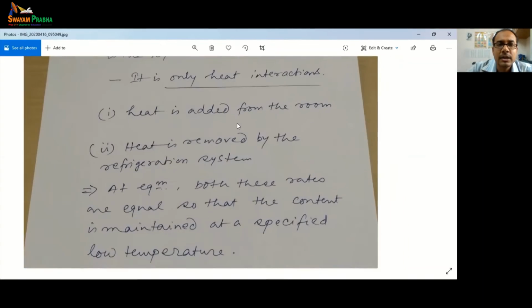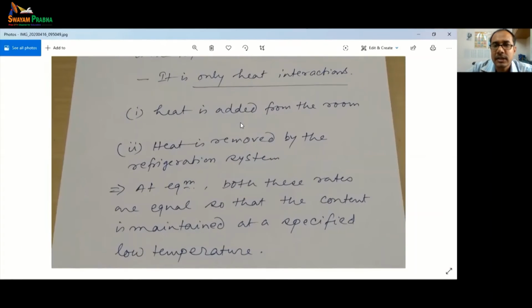Okay, here it is only the heat interactions that are there. Because the content is not exposed to anything else other than heat. You keep like a bottle of milk there, and either heat is added to that or heat is extracted from that. No work is performed on the content. So only heat interactions it undergoes.